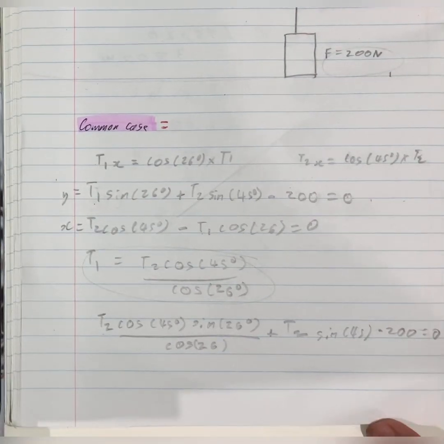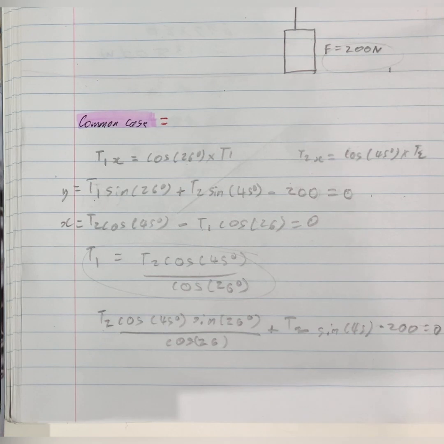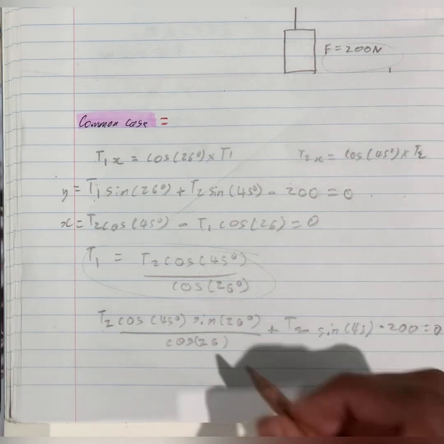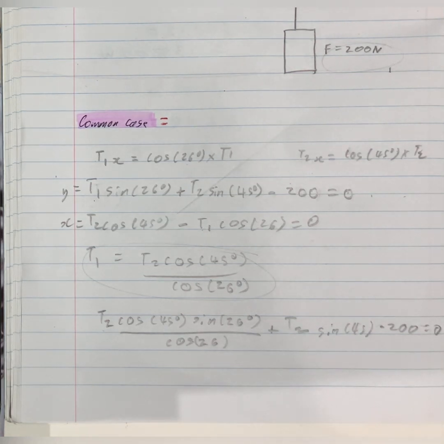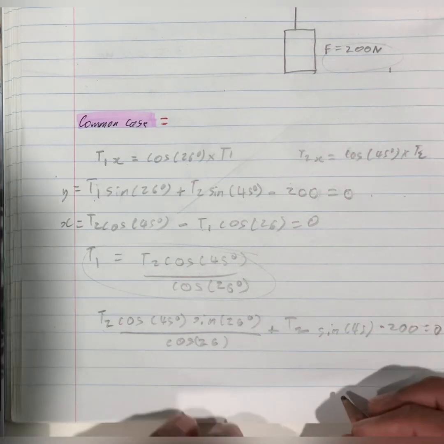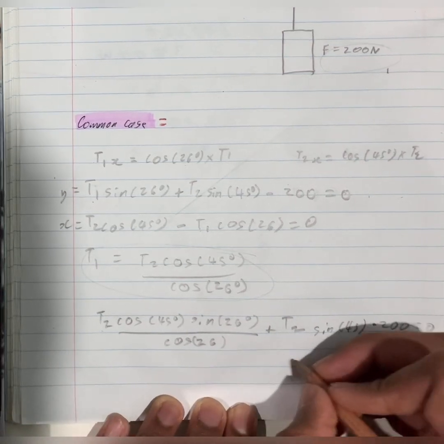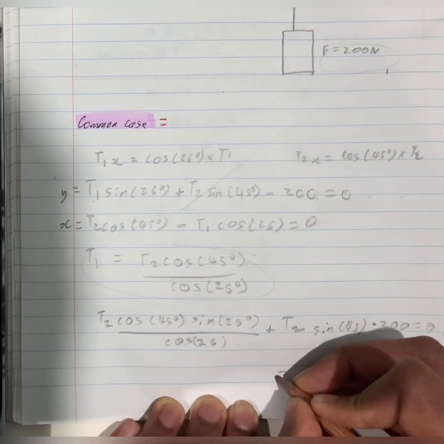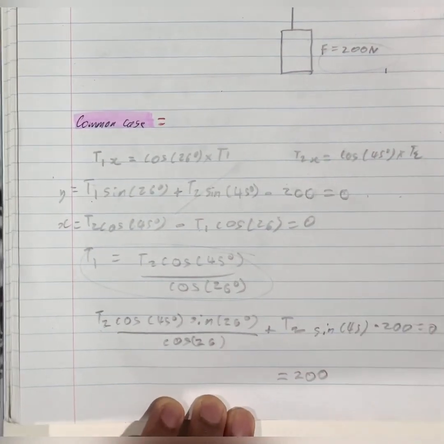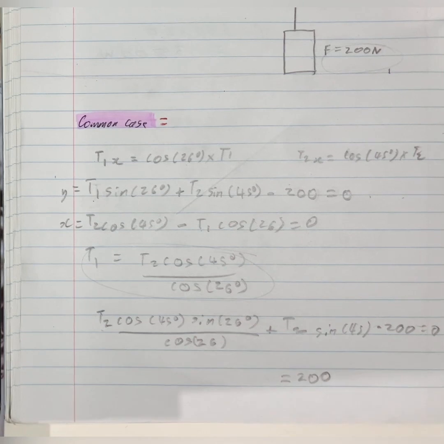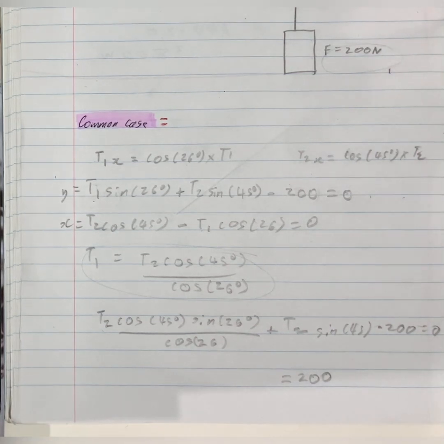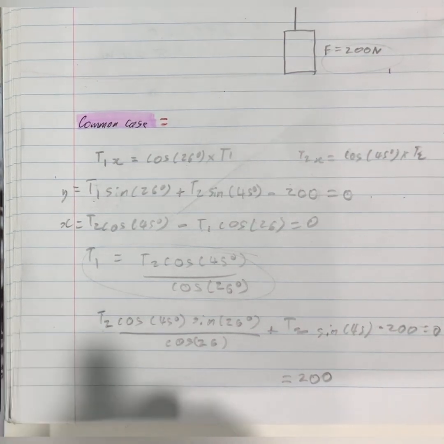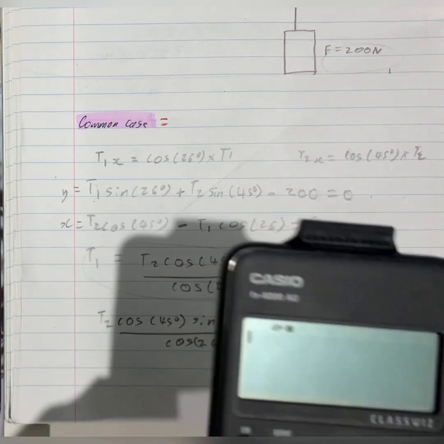Whoa, I'm running out of page here. So, what would you do next? Well, this has become a very simple algebra question now. So all we'd have to do is to send 200 to the other side, and we would have to simplify this. So a calculator would be most appropriate for this situation.